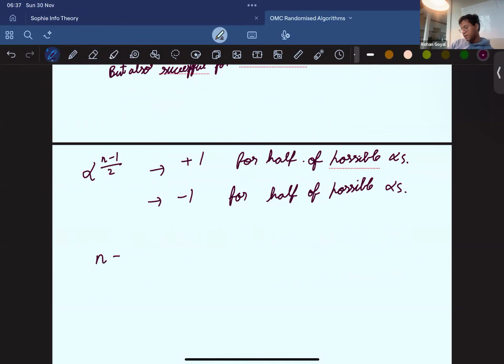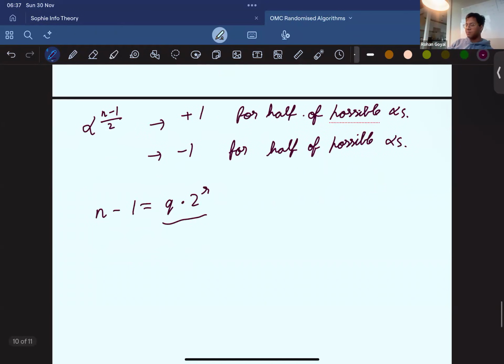Good. So let's say n minus 1 is q times 2 to the r. I can find this efficiently just because I can keep dividing by 2 till I hit an odd number, right? And if it's given in binary, it's even easier. Just find the smallest one, and the rest is your q. Good. So n minus 1 is q times 2 to the r.